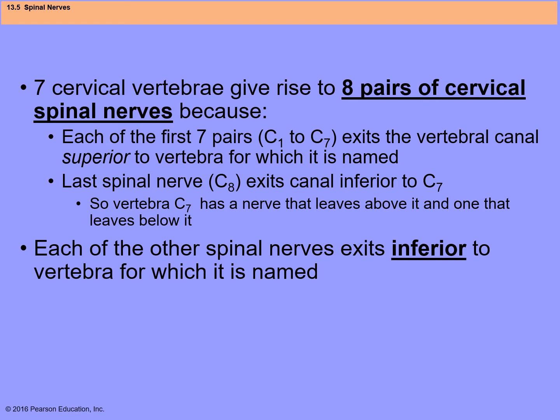Like I said, you've got the 7 cervical vertebrae, but you have the 8 pairs because of how they come out. You've got C1 nerve, C1 vertebra, C2 nerve, C2 vertebra, on down.